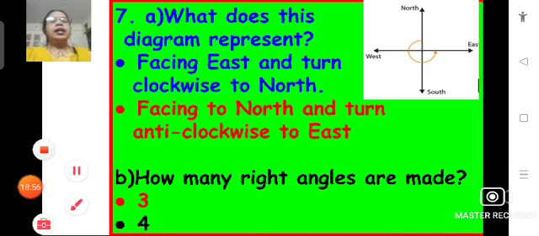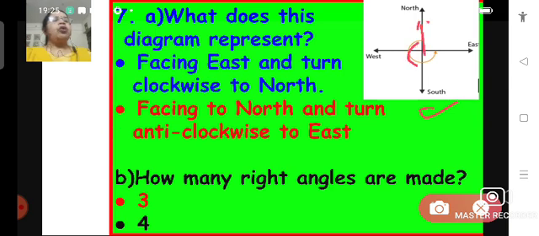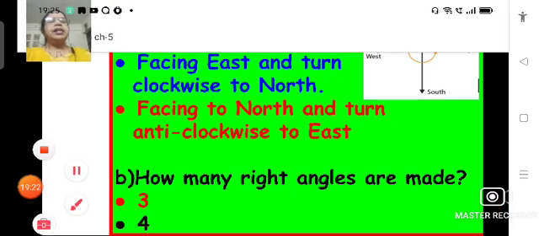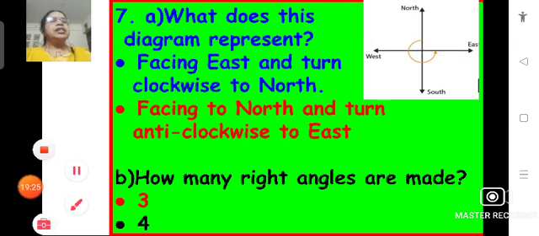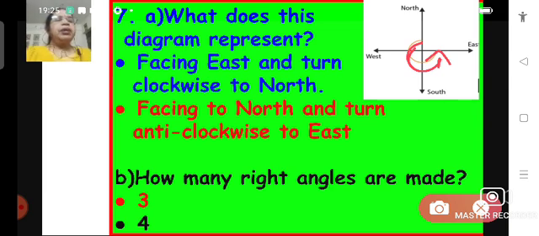Next question, what does this diagram represent? We can look at this diagram and understand that it is facing north and turning anti-clockwise to face east. We can look at the diagram and decide. It is facing north and turning anti-clockwise to face east.